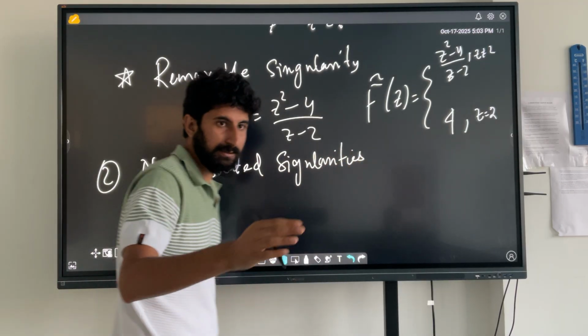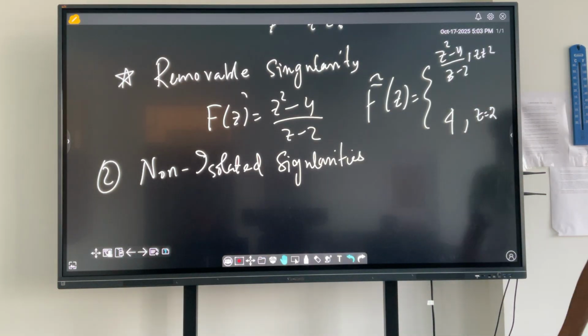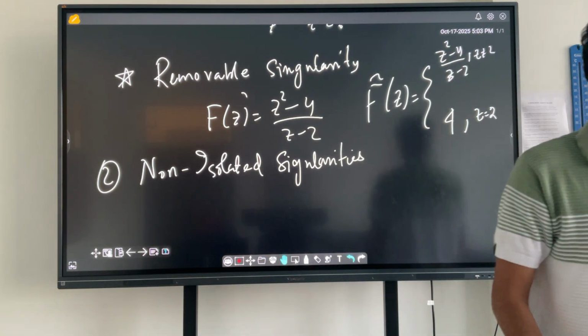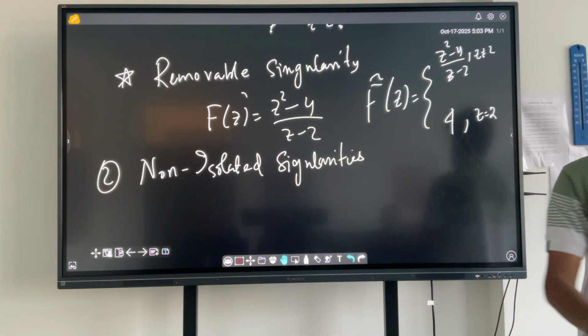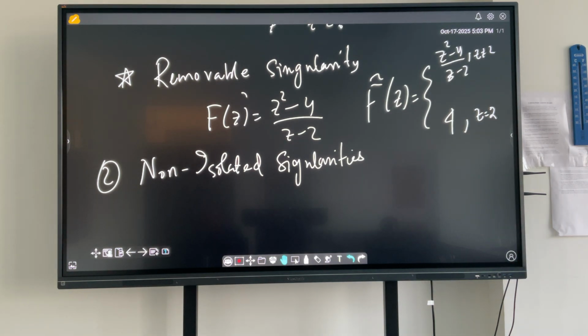So this is that point, right? A, the function is not analytic there. B, you won't be able to find a region around it. Okay? Is this fine?